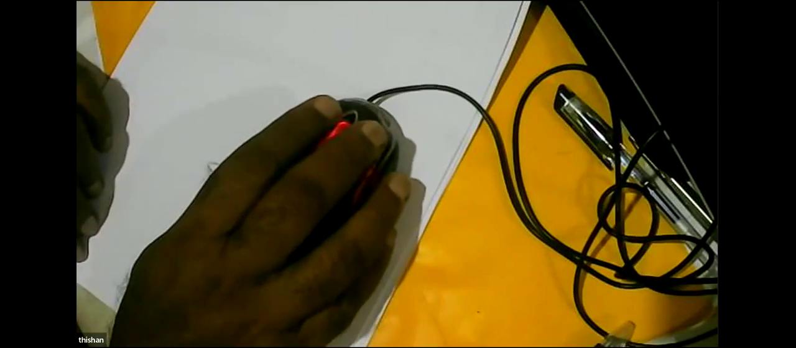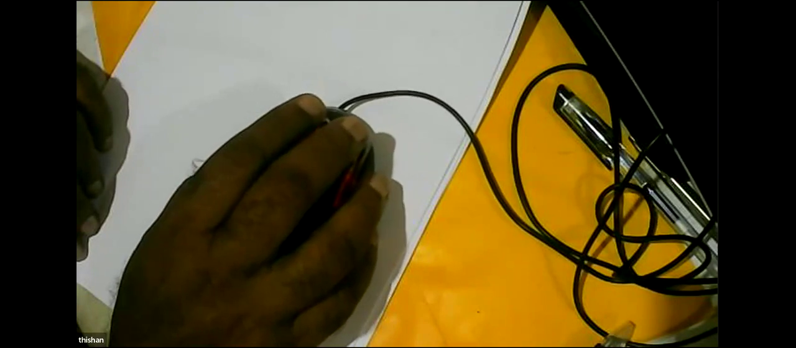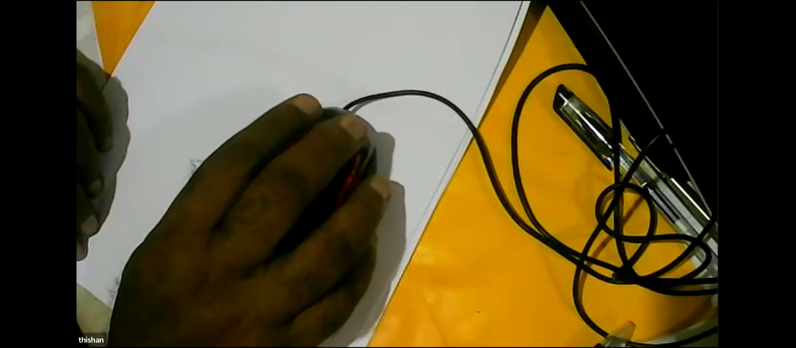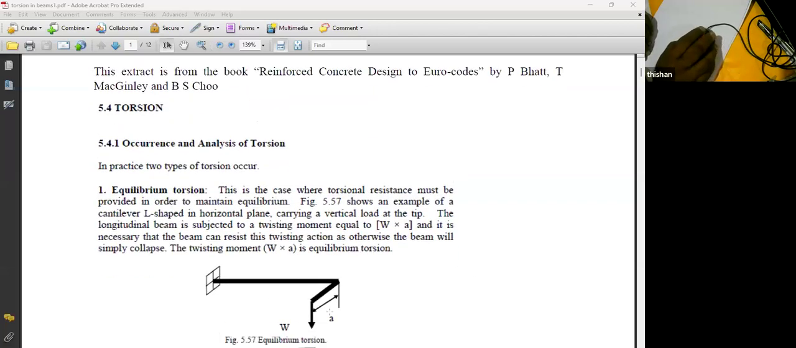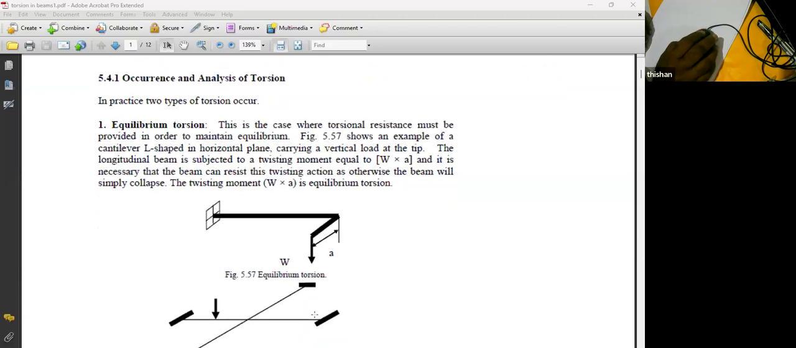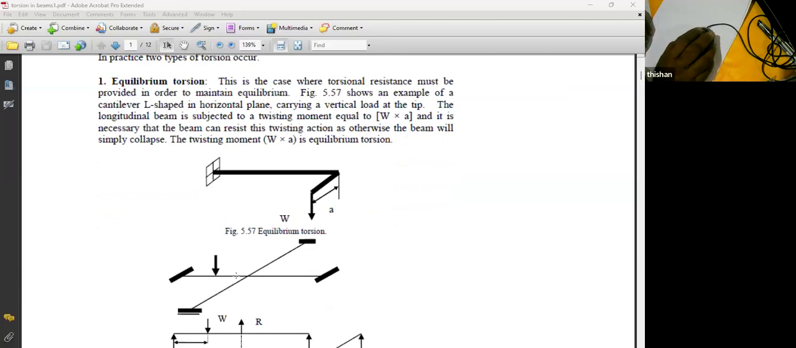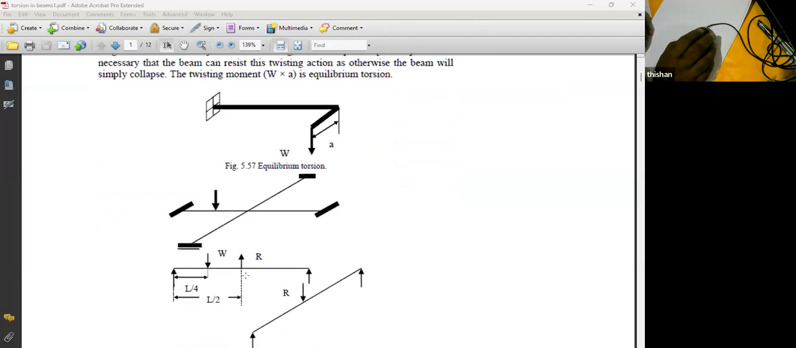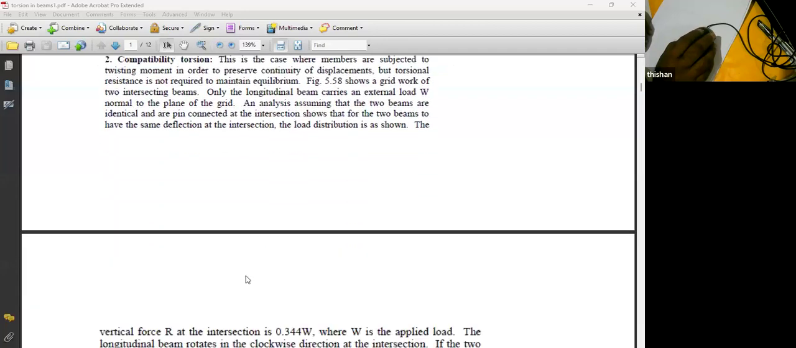So, let's look at the note again. It's very important for us to understand that there are two types of torsion. One is equilibrium torsion. We are applying a load where the beam is fixed here. And definitely you will get a bend torsion and a moment of W times A. Is that clear? Yeah, that is clear. But this is equilibrium torsion because these beams are not going to fail. So you should be able to identify those two different scenarios. So, that's the first thing we have to learn.